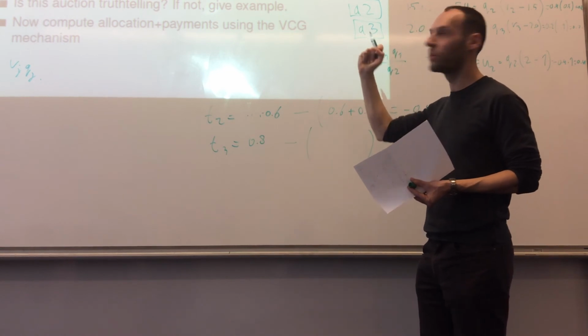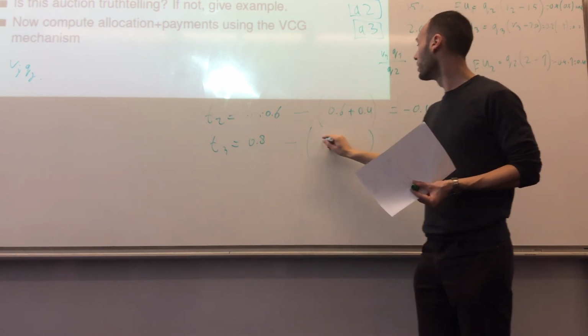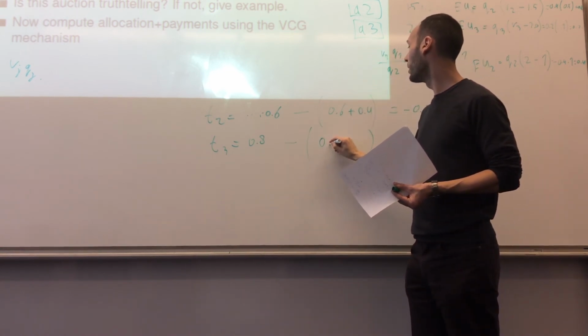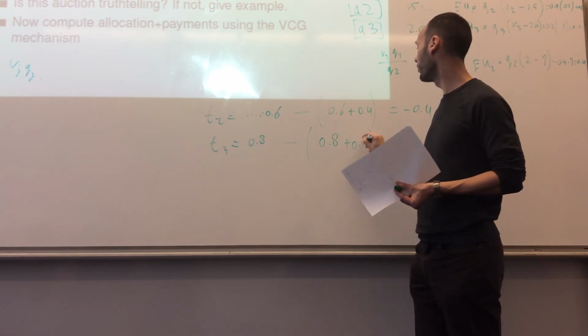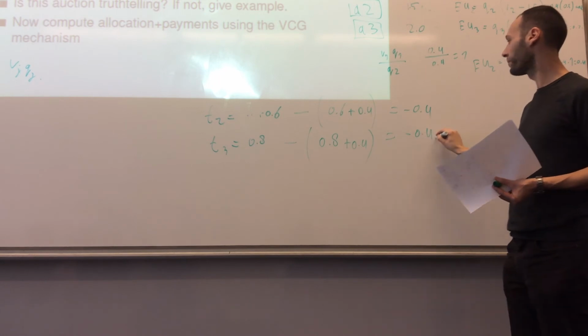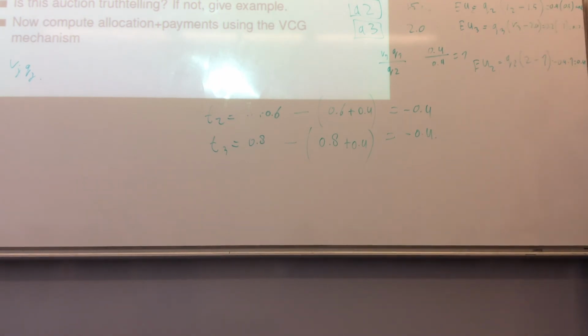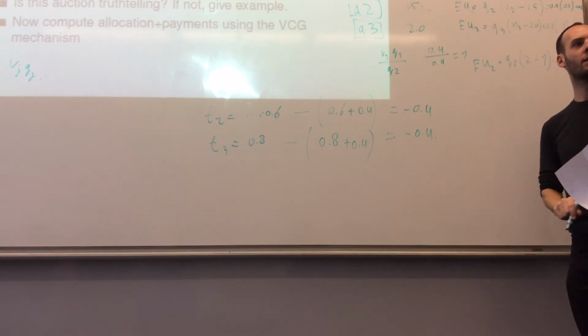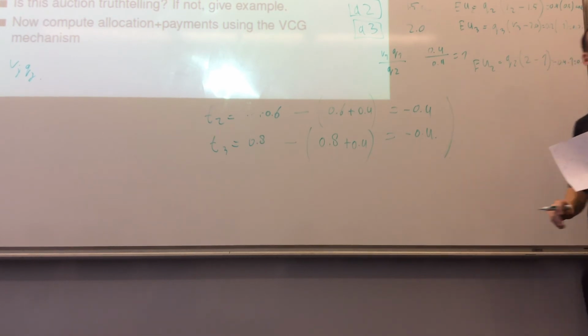market. So in that case, bidder 1 and 2 get allocated. So we have 0.8 again and 0.4. Okay, this is minus 0.4 as well. So the payments are the same. Okay, now this is not a coincidence.